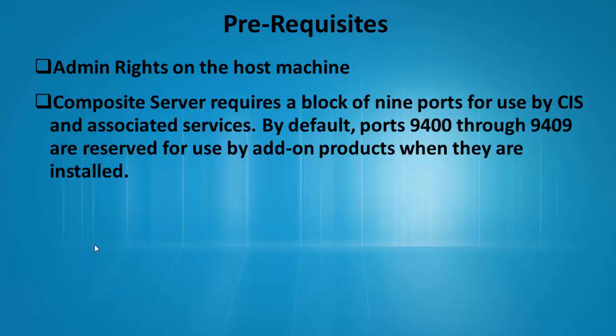Composite Server requires a block of 9 ports for use by Composite Information Server and associated services. By default, ports 9400 through 9409 are reserved for use by add-on products when they are installed. If the default port 9400 is not available, Composite Information Server finds the next available port number.